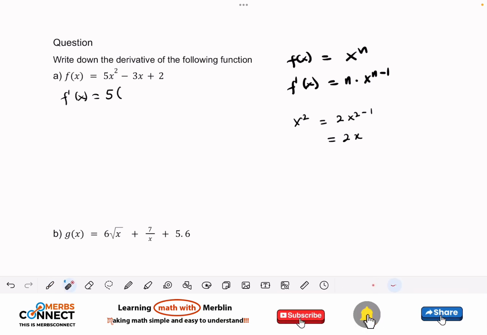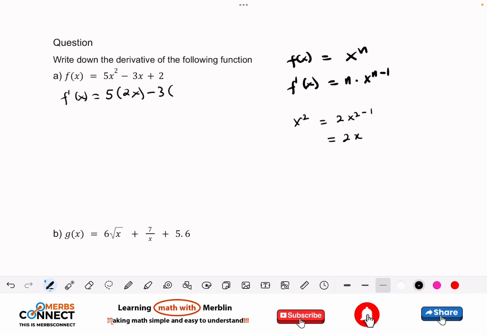If we compare to the power rule, then my n is 2. So it's like just doing substitution. I'll put 2 here, I'll put 2 here, and then I'm going to have this. So this is going to give us 2x minus, and I have 3 here.